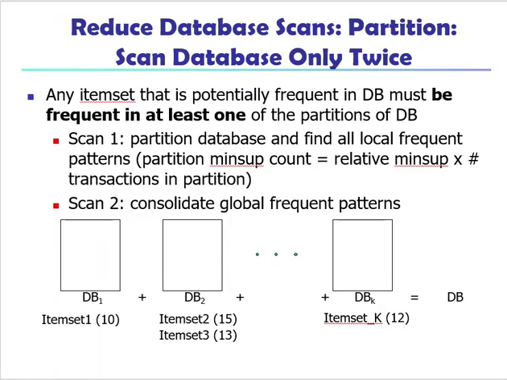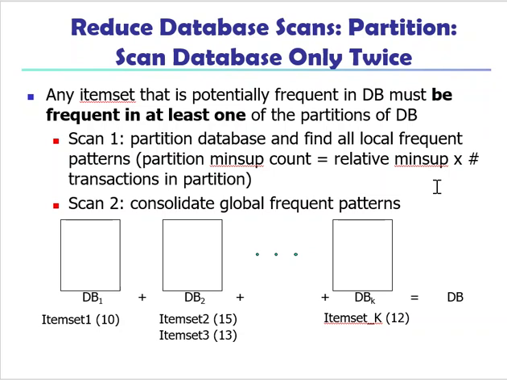The next method is to try to reduce database scanning. The number of scans, as we mentioned earlier, is way too much. The idea is to partition the database. This partition will reduce the total number of database scans to only two. No matter how long your frequent item set is going to be, this method only needs to scan the database twice.